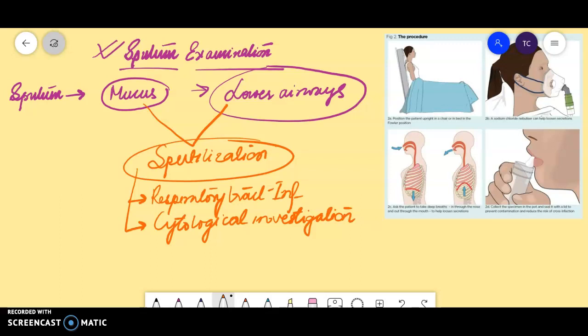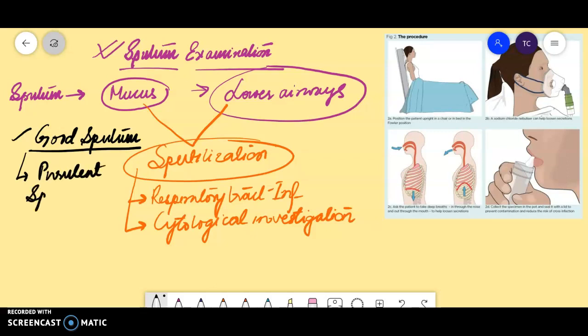Now I will give a brief description of the sputum that needs to be taken into account, the physical description of a good sputum. There is one important parameter: good sputum and bad quality sputum. You may have thick sputum and thin watery sputum. Good sputum is classified as purulent sputum. So what is purulent sputum? It contains pus composed of white blood cells, cellular debris, dead tissue, and serous fluid, a viscous liquid. So one of the major constituents of purulent sputum is pus.